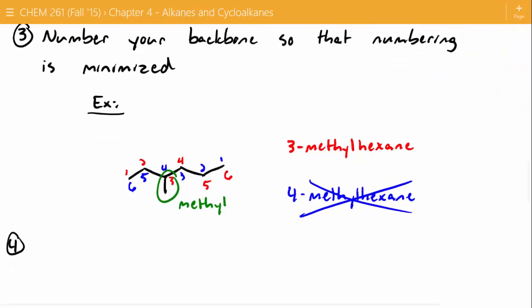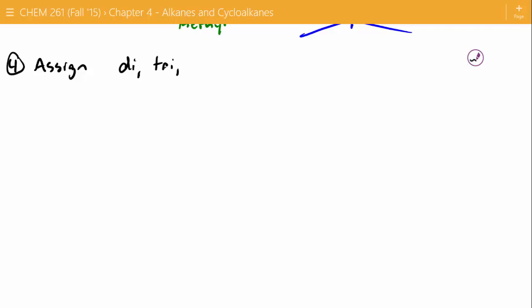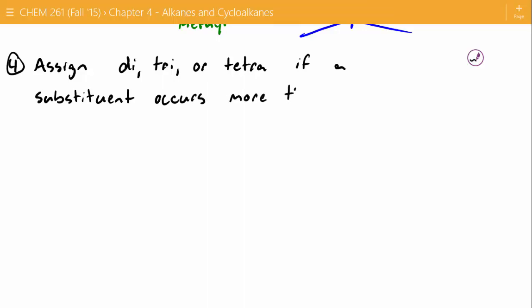Number 4 is you want to assign di, tri, or tetra if a substituent occurs more than once. So let's try an example of this one.